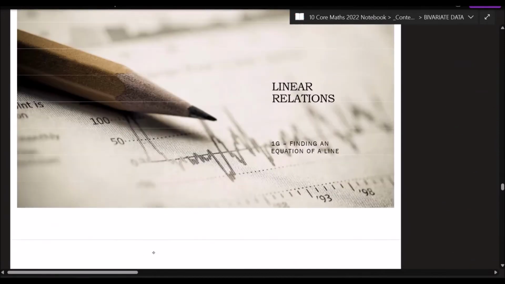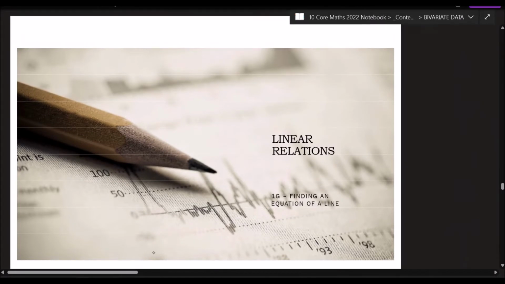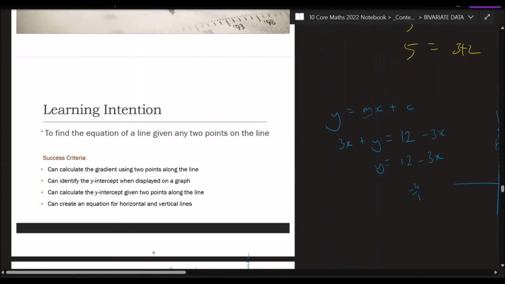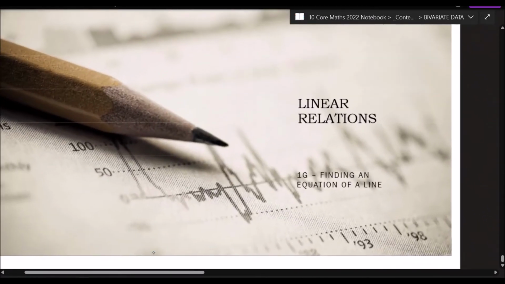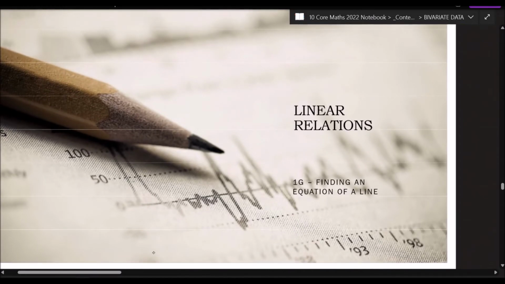Okay, we're going from here, from 1G, which is finding the equation of our lines. That's our focus for today. If you haven't finished the previous chapters, you'll have time to complete them, but if you can at least get up to this chapter, I think we'll be doing all right. We'll be up to date with everything. So let's get straight into it. Linear relations, chapter 1G, finding the equations of your lines.